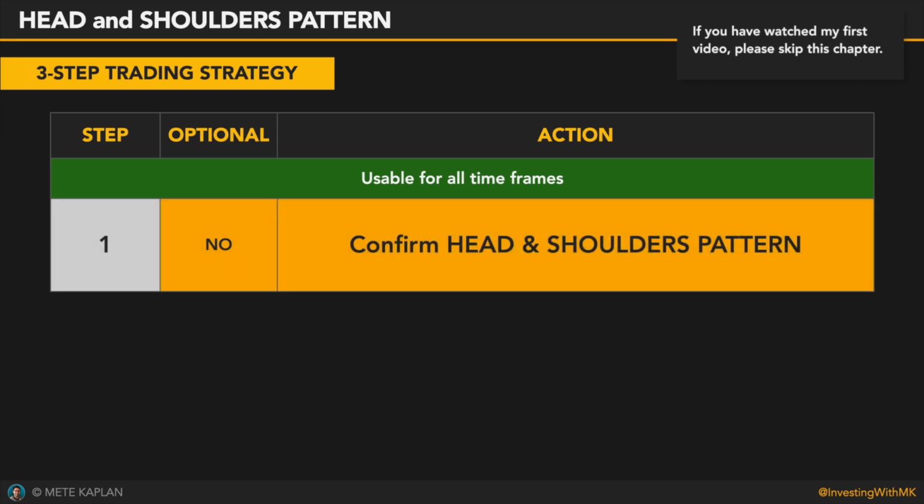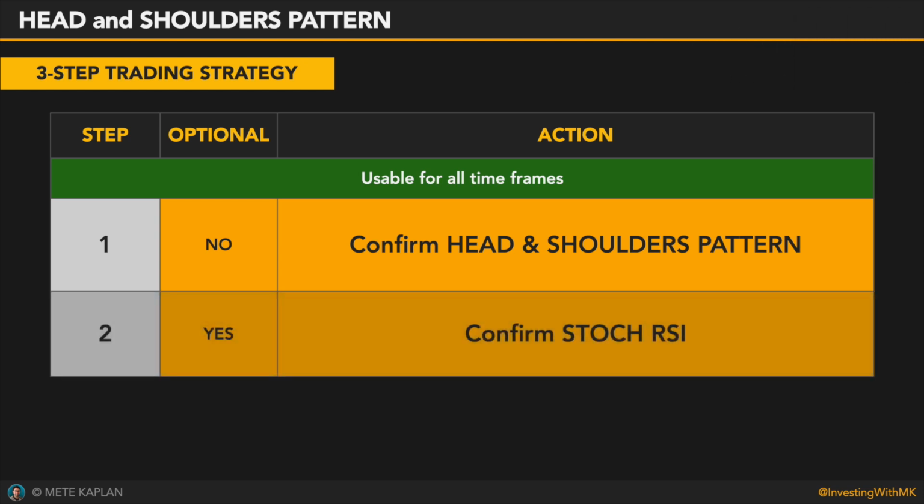As I said before, one of my charts is set to Heiken Ashi on my screen. It's just too easy for my eyes to observe the market structure change with Heiken Ashi. Step 2. Confirm stock RSI crossover on the right shoulder. This is an optional step, but seeing a crossover over or below the 50 line gives me an extra layer of comfort for the price action.